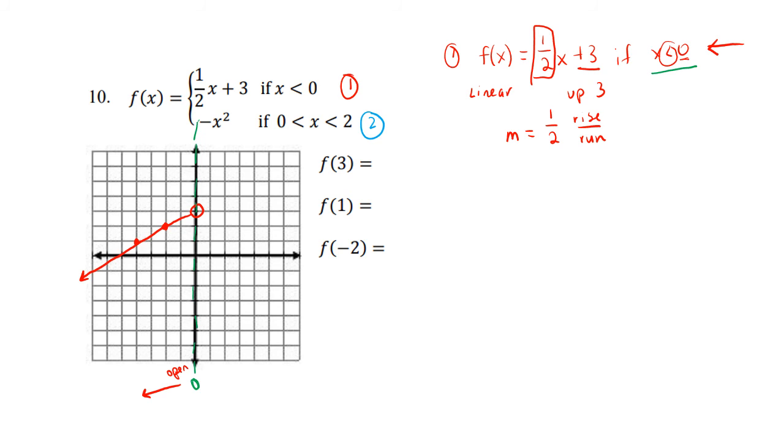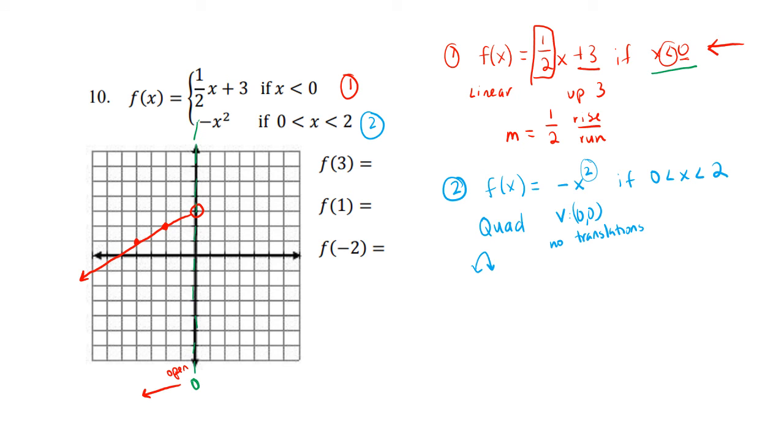The second piece is where it gets interesting, right? For that second piece, we have f of x equals negative x squared if 0 is less than x is less than 2. So, first step, what kind of graph is that? It's squared, that means it's quadratic, so it's a U. Specifically, it's negative, so it's a U that should be going upside down like that, or something like that. Obviously, we're going to chunk it up. The second step, where's that vertex going to be? There's nothing added on. Our vertex is 0, 0. No translations.